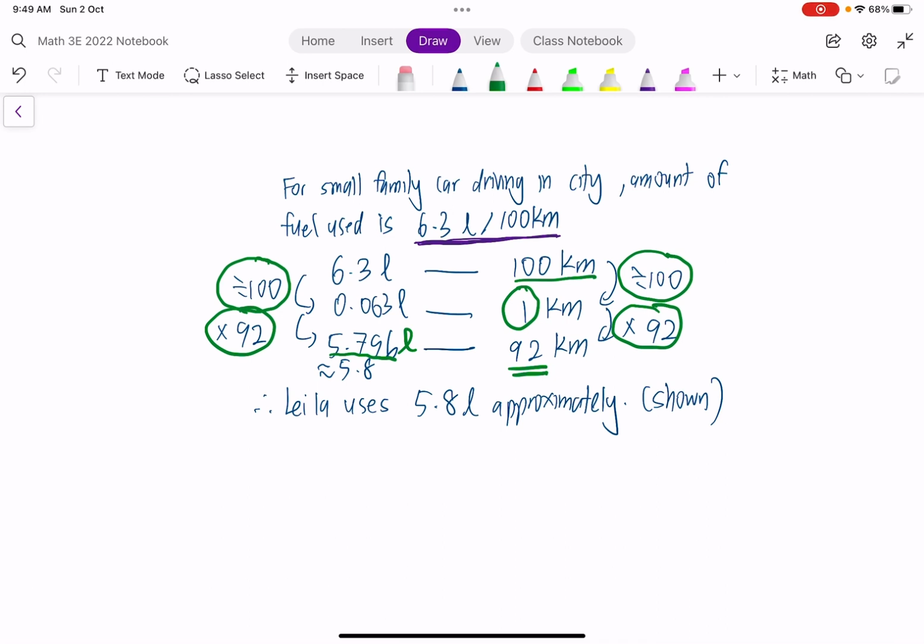Because the question asks you to show that it's approximately 5.8 liters, you round according to what the question asks you to round to. In this case, it is 1 decimal place. So, 5.8. It's also good to have a concluding statement over here. So Layla uses 5.8 liters approximately, and then you can write shown. Okay, so that's part A.